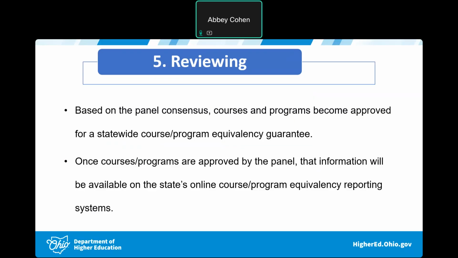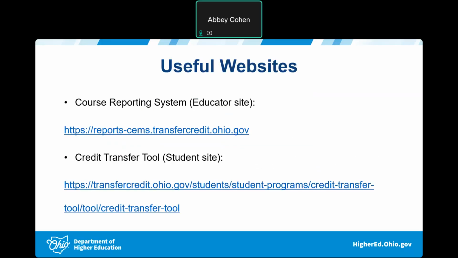If the panel needs additional information or materials are deemed not equivalent to learning outcomes, the match is sent back to the institution for updates or revisions. The panel members complete the reviews electronically using the Course Equivalency Management System, or CEMS. Once matches are approved by the faculty panel, they will be posted in two areas: the course reporting system for educators and administrators, and the credit transfer tool for students and parents. The data on these websites contains only the approved statewide guaranteed courses and are frequently updated.